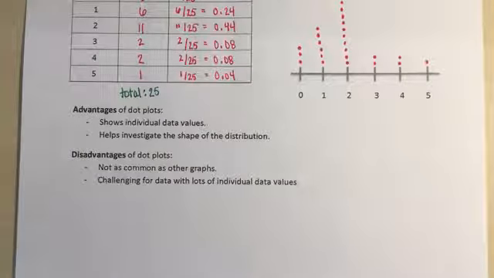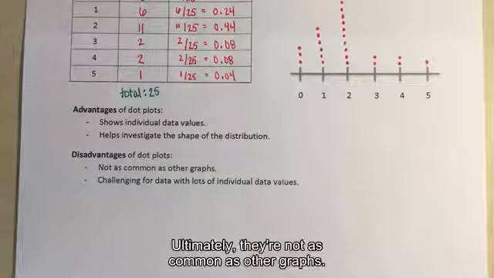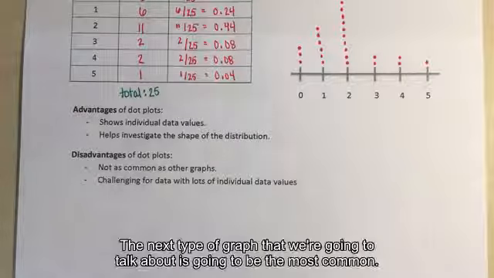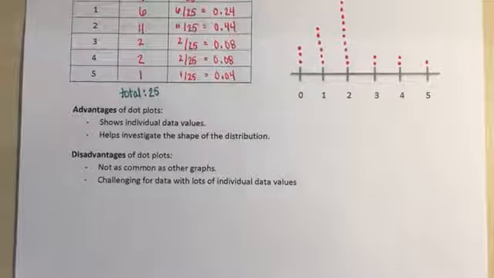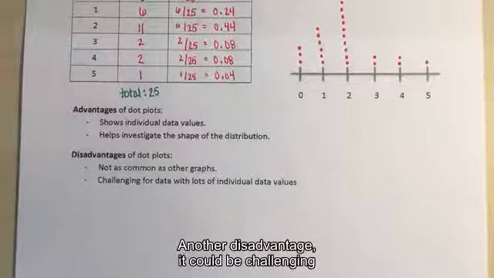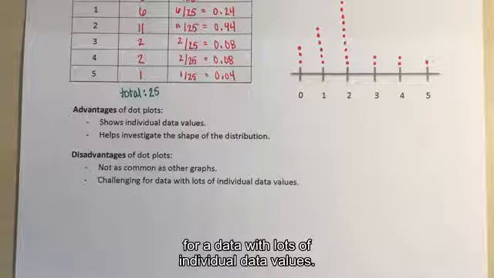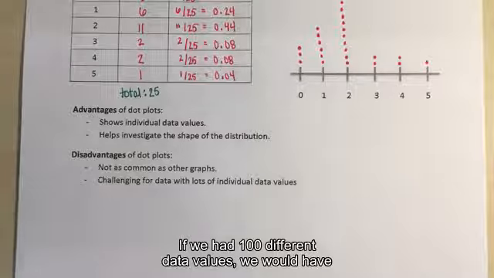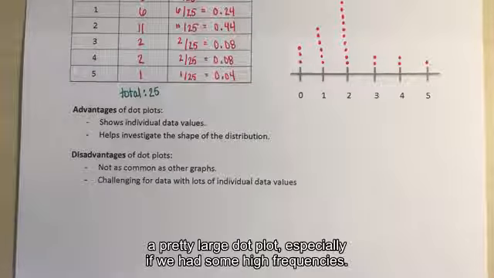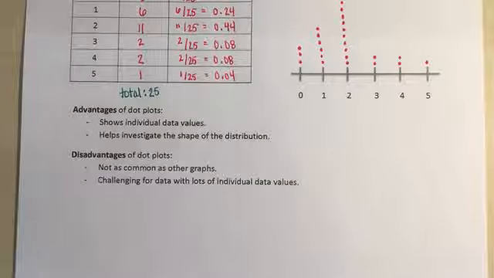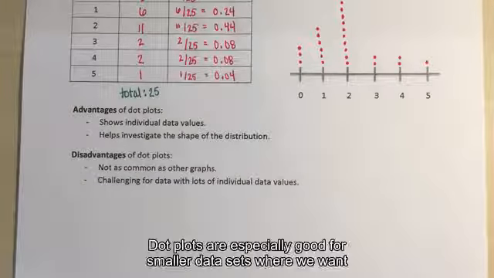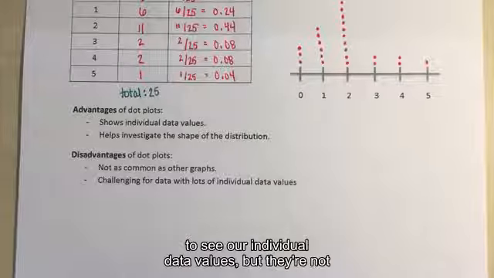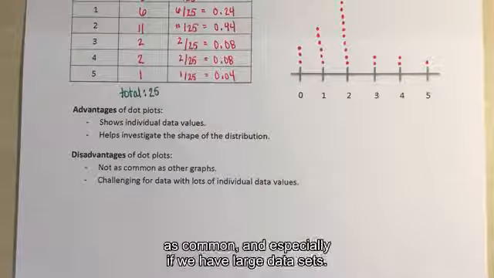Disadvantages of dot plots: ultimately they're not as common as other graphs. The next type of graph that we're going to talk about is going to be the most common. Another disadvantage is that it could be challenging for data with lots of individual data values. If we had 100 different data values, we would have a pretty large dot plot, especially if we had some high frequencies. So dot plots are especially good for smaller data sets where we want to see our individual data values, but they're not as common, and they're not ideal for large data sets.